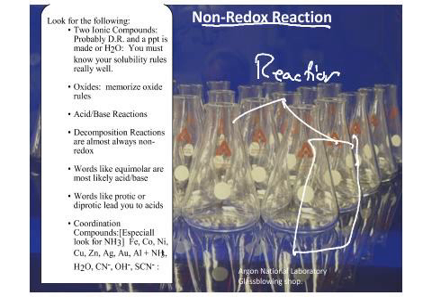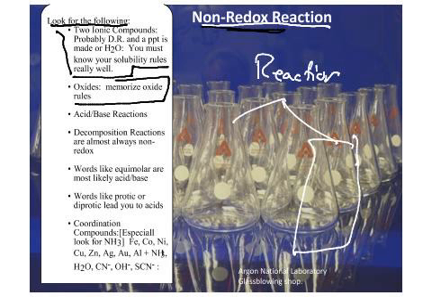And so these are essentially the rules. How do you know if you have a non-redox? Now, we don't know what redox is yet, but we're going to learn about that very soon. It's two ionic compounds, like your typical double replacement reactions that you learned in a first-year chemistry class. If you see an oxide, then you have a non-redox reaction. Acid-base reactions are all non-redox. Decomposition reactions are usually non-redox. There are some exceptions.